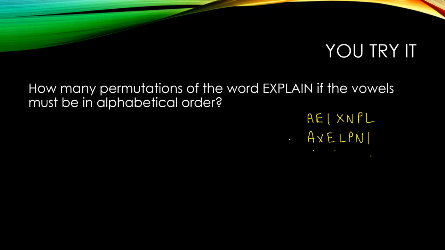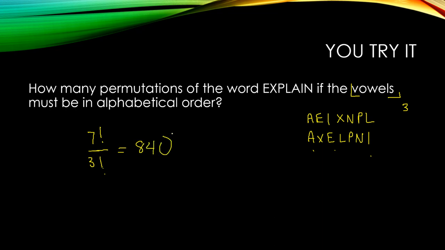That would work too, because it's A, then E, then I. So give it a try. You can pause it, unpause it when you're ready, or follow along now. So explain has 7 letters in it, and we are keeping the vowels in alphabetical order, and there's 3 vowels, so we'll just divide by 3 factorial. 7 factorial over 3 factorial. That's it. And that's 840 different permutations.